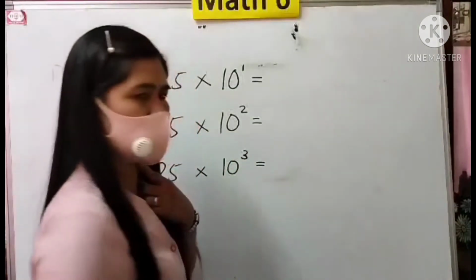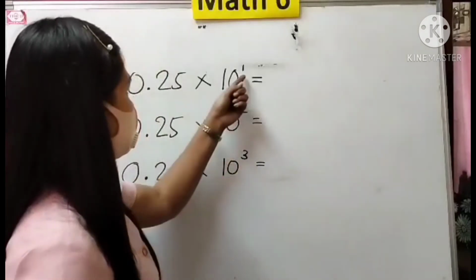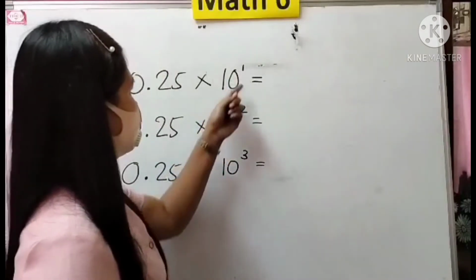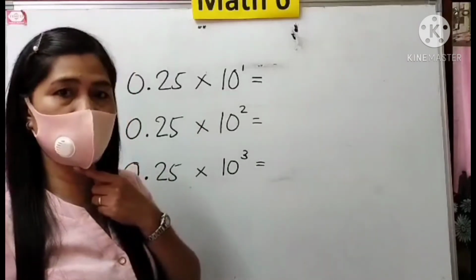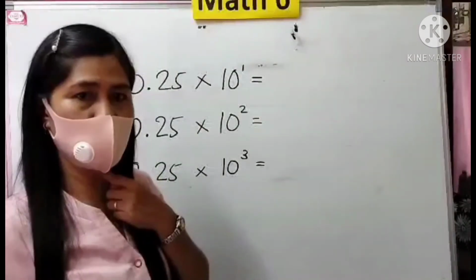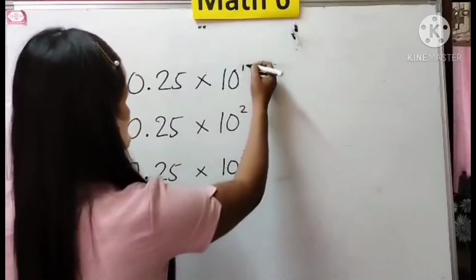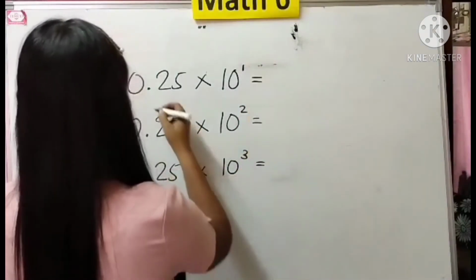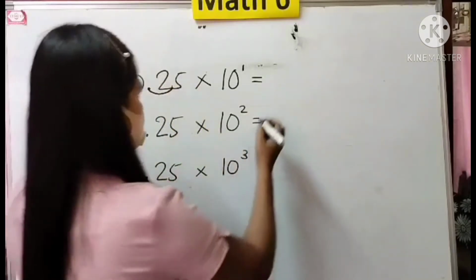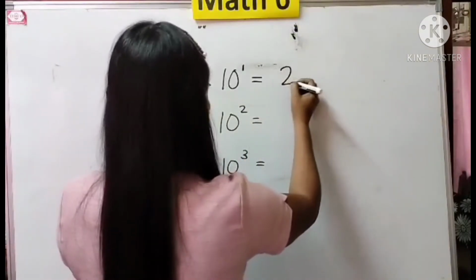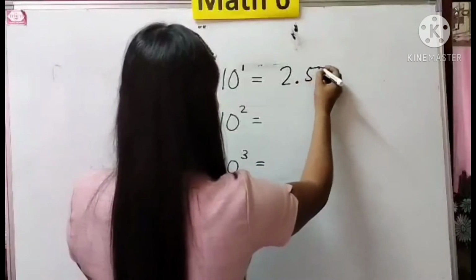As I've said a while ago, the exponent of 10 tells how many times you are going to move the decimal point to the right. So here we have 1 as the exponent, so you will move it 1 step to the right. That will give you 2 and 5 tenths.